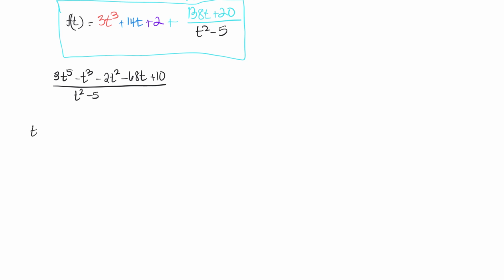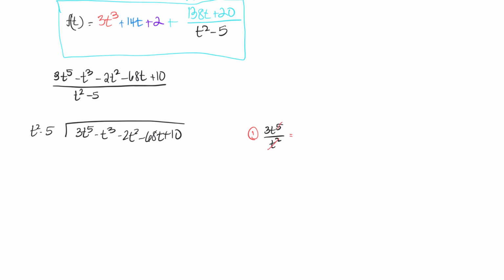So we've got t squared minus 5. We're dividing it into 3t to the fifth minus t cubed minus 2t squared minus 68t and plus 10. And we'll see the difference that just changing the signs of some of our terms can make. And we don't often think that it's going to be a big difference, but it's surprising sometimes how different it really is. So we have 3t to the fifth over t squared.